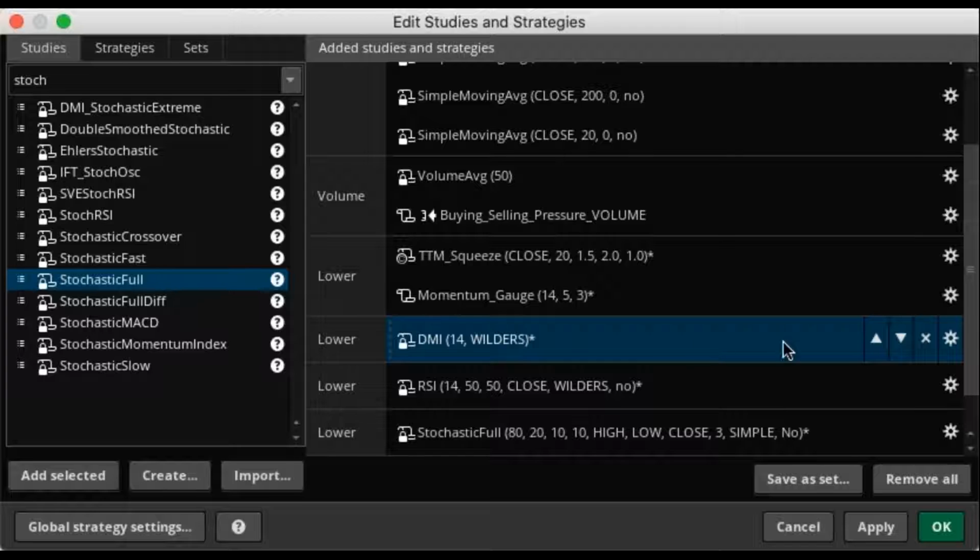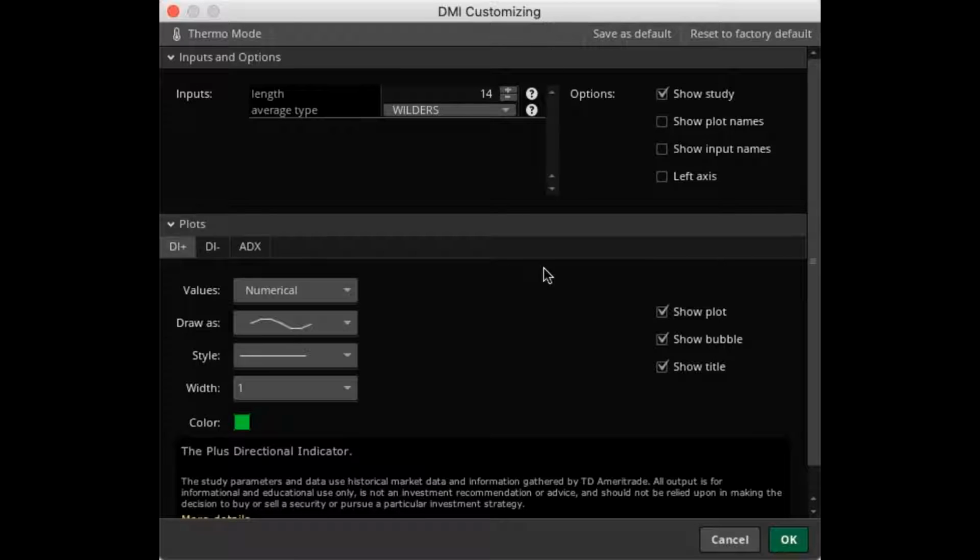Momentum gauge is fine. DMI, you're going to click edit on that. Your DMI positive is going to be green. Your DMI negative is going to be red. And your ADX is going to be light blue. You're going to push OK.